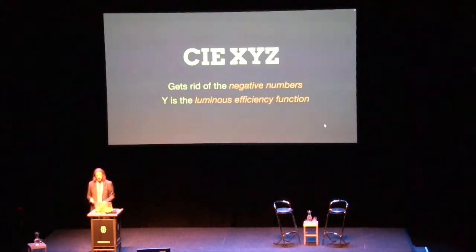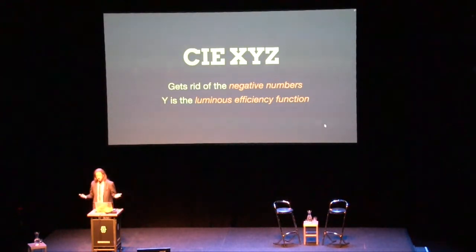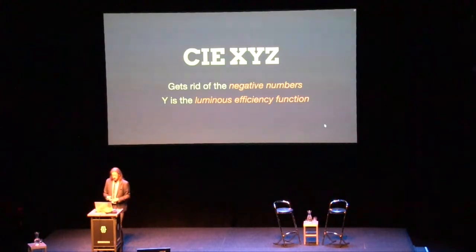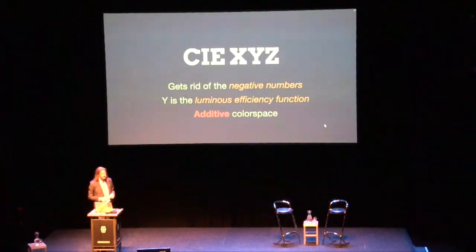Second thing is, the Y part of XYZ is that luminous function we saw, the one with the sharp peak that tells us how bright something appears. So we've already got one channel that says how bright it is, and the other two contribute to that, and together they tell you what the color is. And thirdly, it has a property called additivity. What that means is you can do math with it.